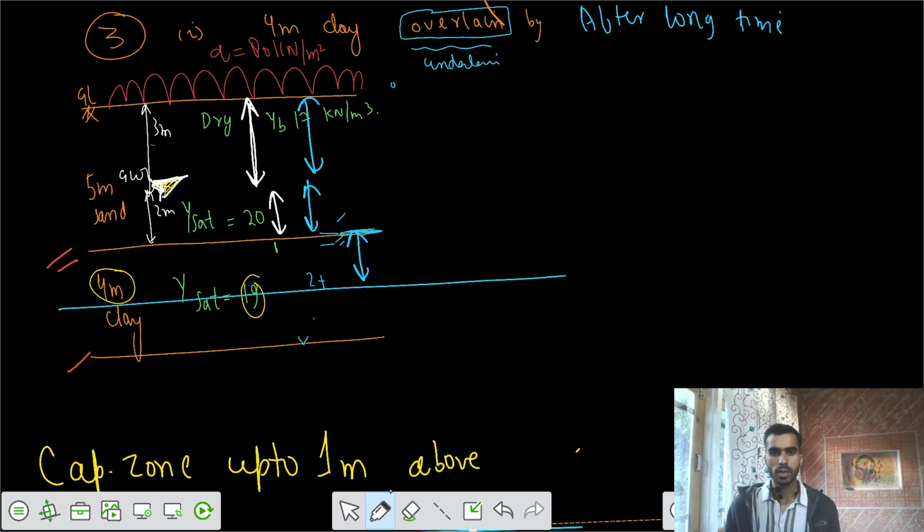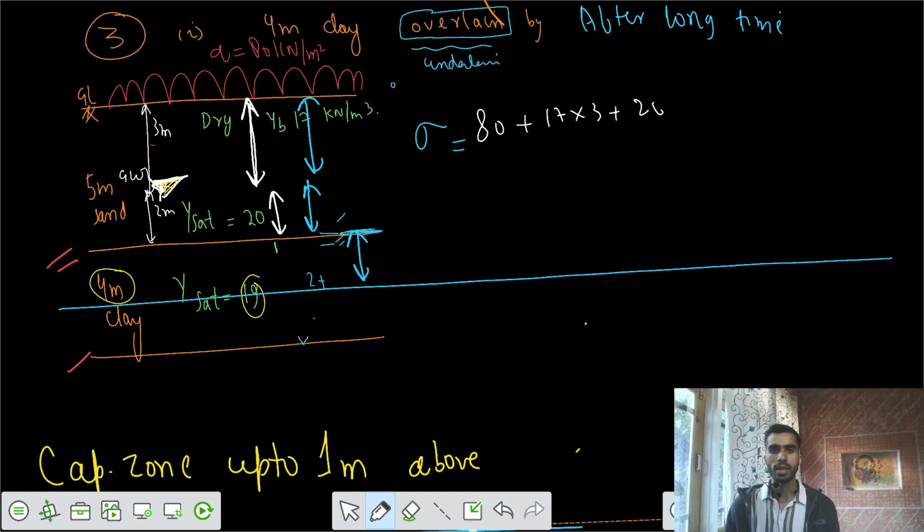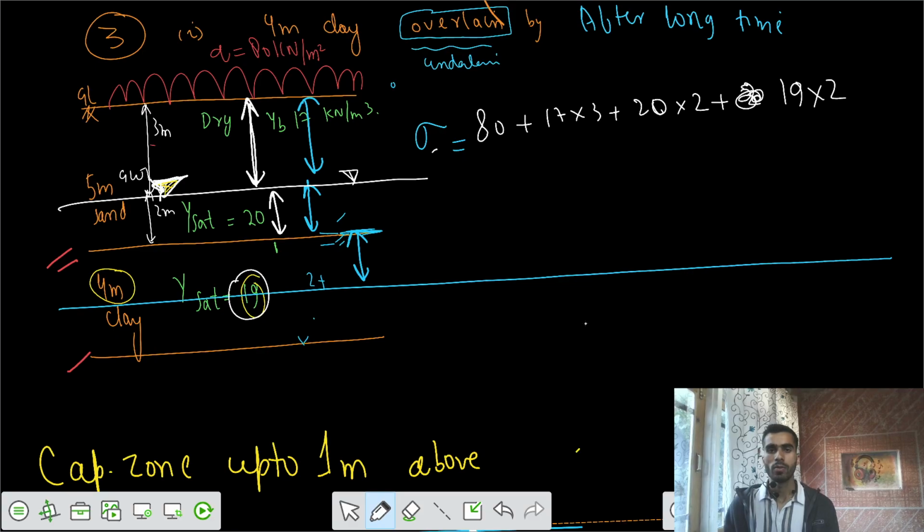So this is your center of the clay layer, and at that location, can you tell me what is the total stress? Would that be the same as in the previous case, because it's not going to change. That's your 80 plus gamma bulk into 3 plus gamma sat, this is your water table, gamma sat into 2 meters, plus gamma sat for the clay, that's 19 into 2 for the center of the clay. That would be the same as in the previous case. How much would that be? 209.